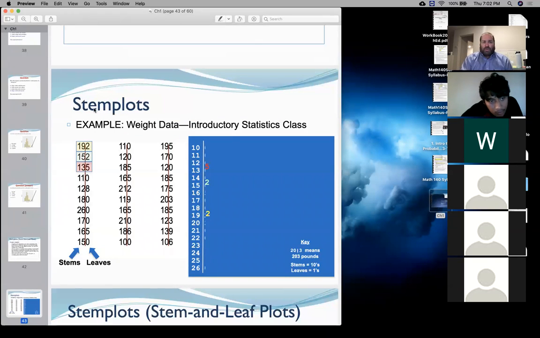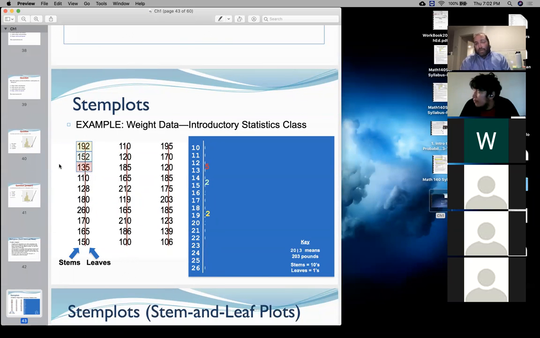Essentially what you have is as follows. We have these 3 columns of data here. We have 192, 152, 135, all the way through 106. We have 1, 2, 3, 4, 5, 6, 7, 8, 9, 10. We have 30 pieces of data for weight data for an introductory stats class. So suppose I took a poll, what's everyone's weight? And suppose everyone was honest and gave me their weights, and this is what they gave me.